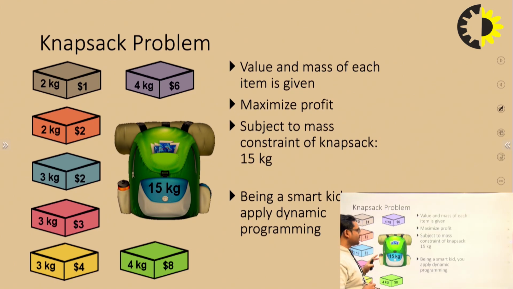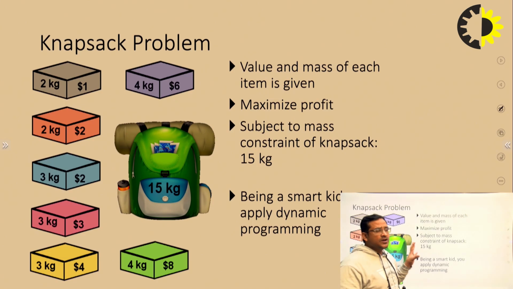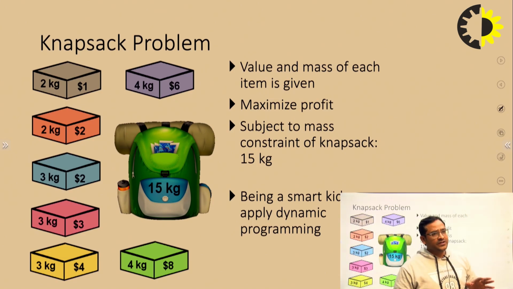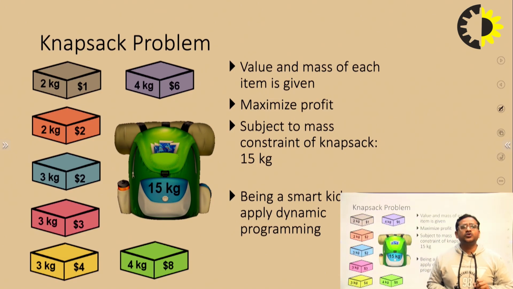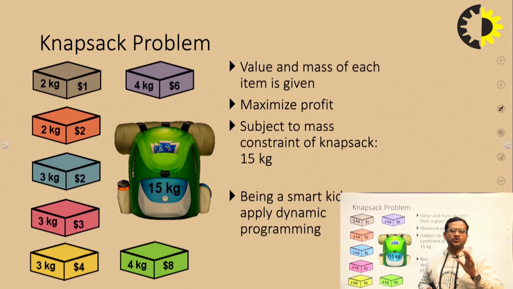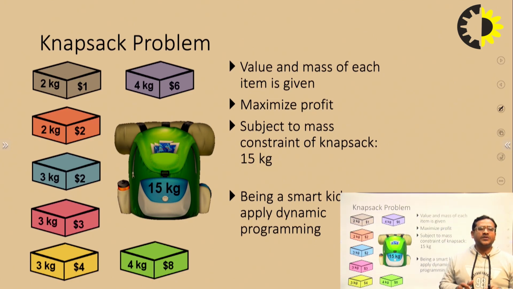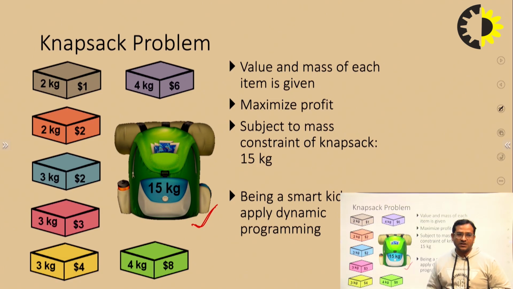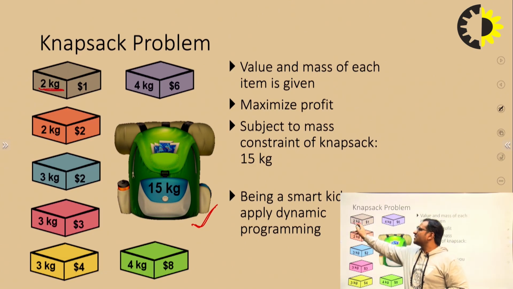If you can see here, the value and mass of each item is given. You should put in the items that give you the maximum profit in the bag. Subject to the mass constraint of the knapsack being 15 kg, the capacity of the bag is 15 kg here, and these are the items given, and every item represents the size, or we can say the mass.